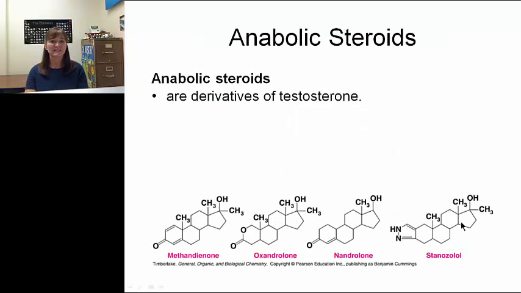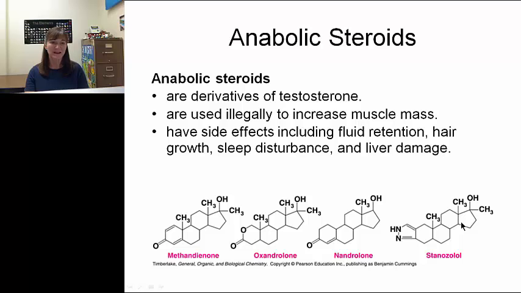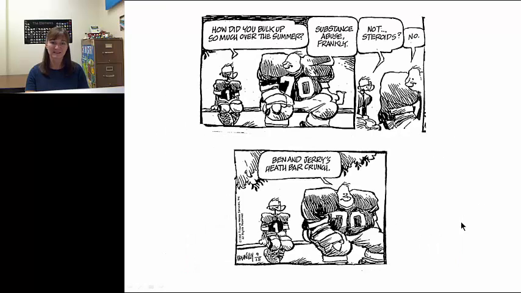Another grouping of steroids are the anabolic steroids. These are the ones we're hearing about in the news with the athletes taking steroids to buff up. So anabolic steroids are derivatives of testosterone used illegally to increase muscle mass. They have side effects including fluid retention, hair growth, sleep disturbances, and liver damage. So here's a few of them. I wouldn't ask you any of these specifics.